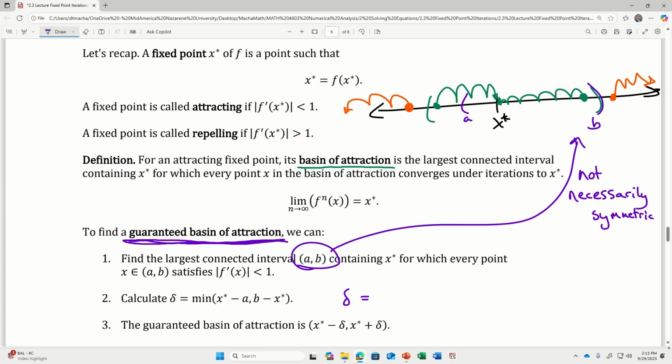So what we'll do is we'll let delta be the smaller of the two distances, the smaller distance from the fixed point to an endpoint. And then the guaranteed basin of attraction is going to be smaller than that. The guaranteed basin of attraction in this case, with my picture, would be only from here to here, because this distance would be my delta, and this distance would also be delta.